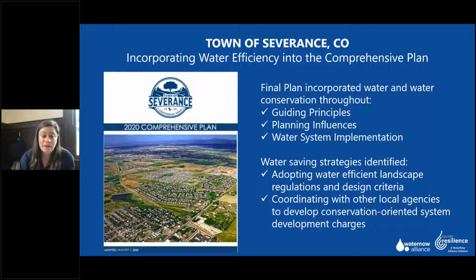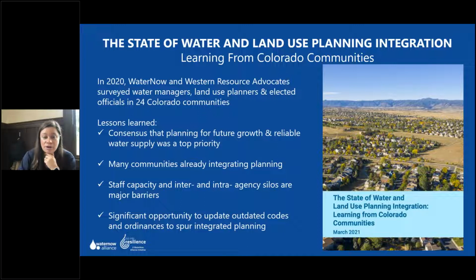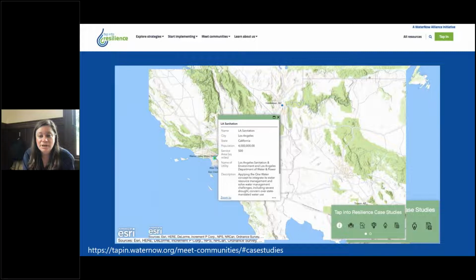So if you want to read more about those findings from that survey, you can check out our report that you can see if you would go to the next slide here, called The State of Water and Land Use Planning Integration. And again, that's on through the Severance case study. So as another example, we'll go to our next slide here. We'll pan over to California and Los Angeles' One Water Plan that integrates water, wastewater, and stormwater management to achieve multiple benefits that we've been talking about.